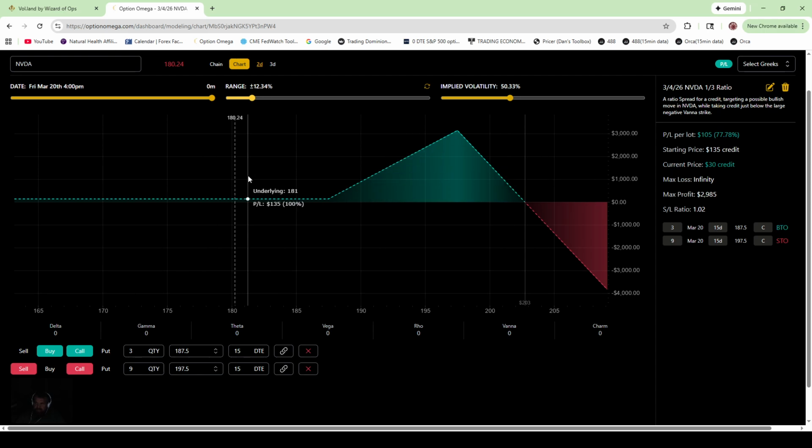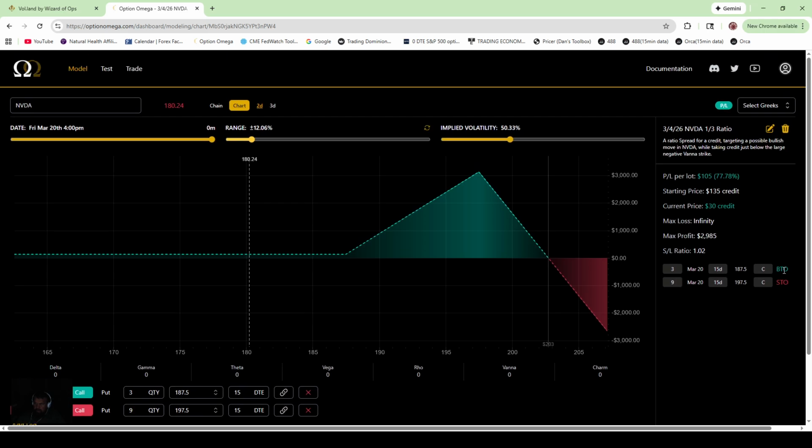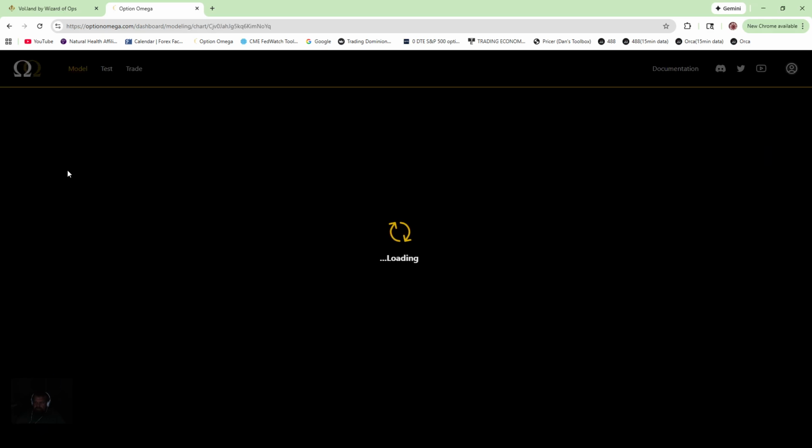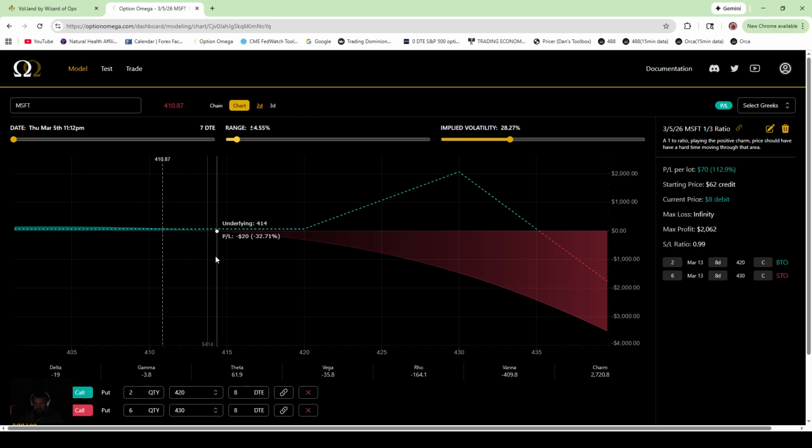Now let's go ahead and take a look at our Microsoft. It's the same type of trade. It's going to be a ratio spread. Let's go ahead and take a look at the price chart of Microsoft. And Microsoft's expiration, I believe, is going to be quicker. I think we have Microsoft expiring in 8 days, so just over a week away.